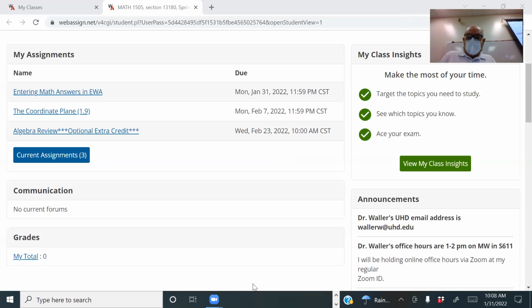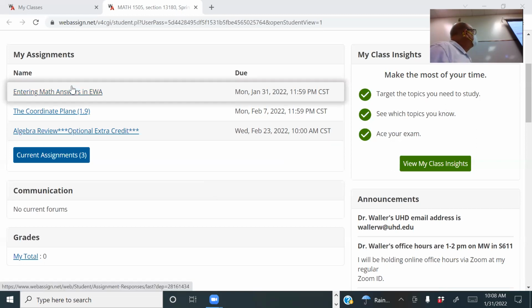Let me see if I can switch to the notes. Oh, but I guess before I do that, let me mention the homework. So we do have a homework due tonight, right? Okay. On this entering answer. So there's no real content here, right? This is just about how you use the WebAssign system, right?